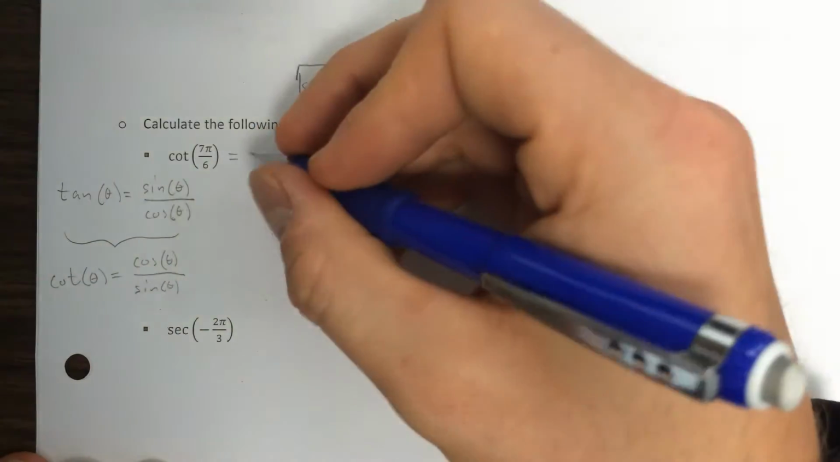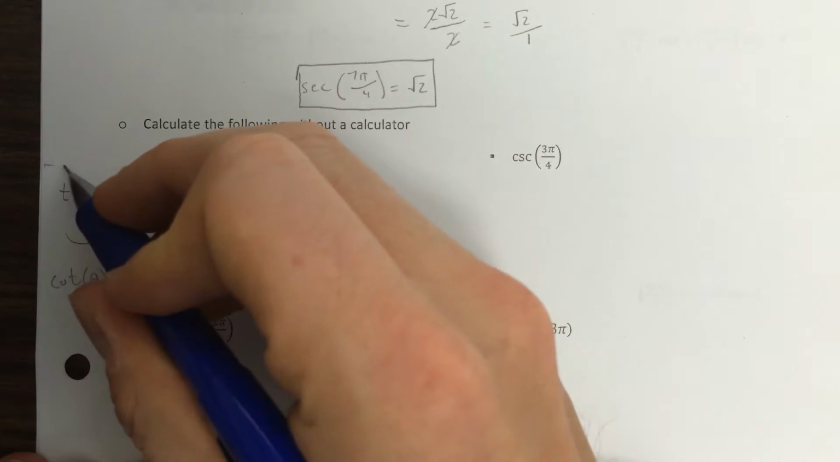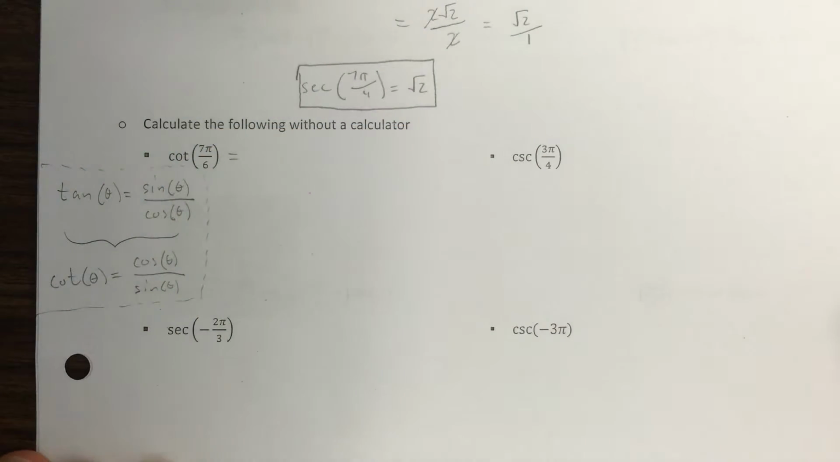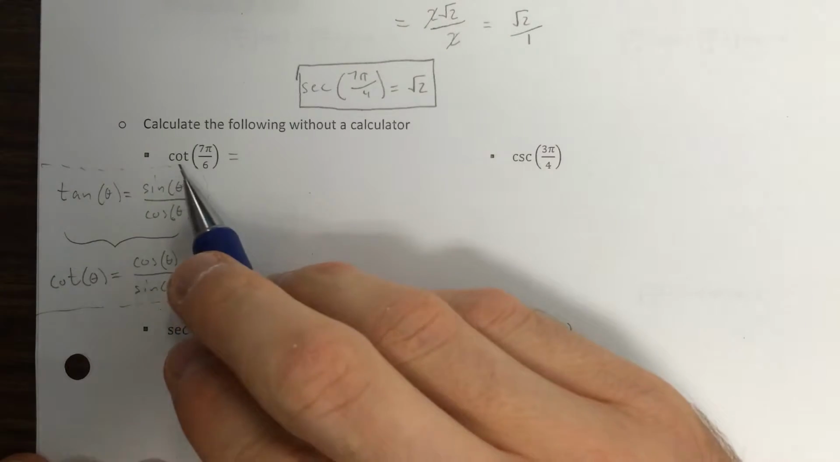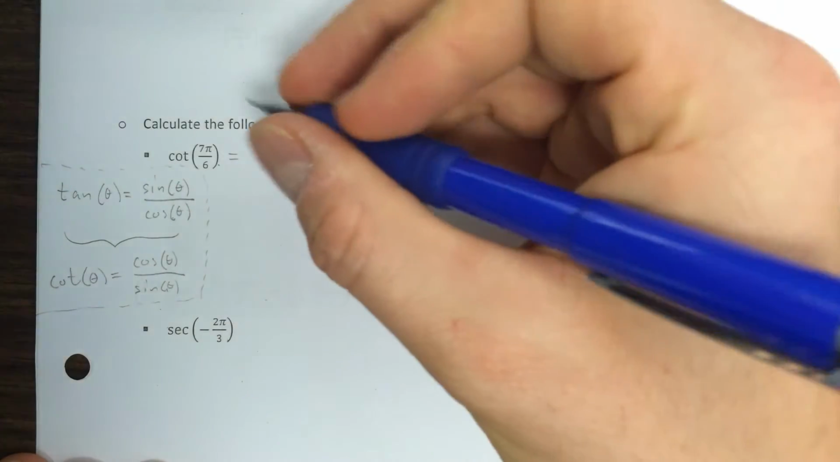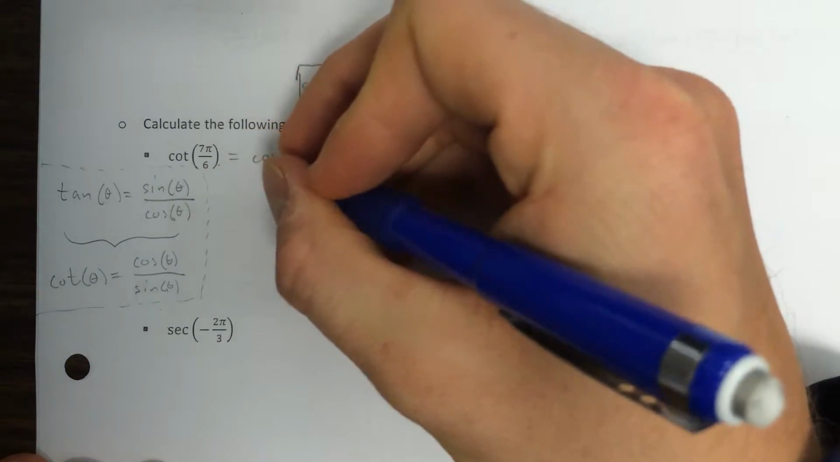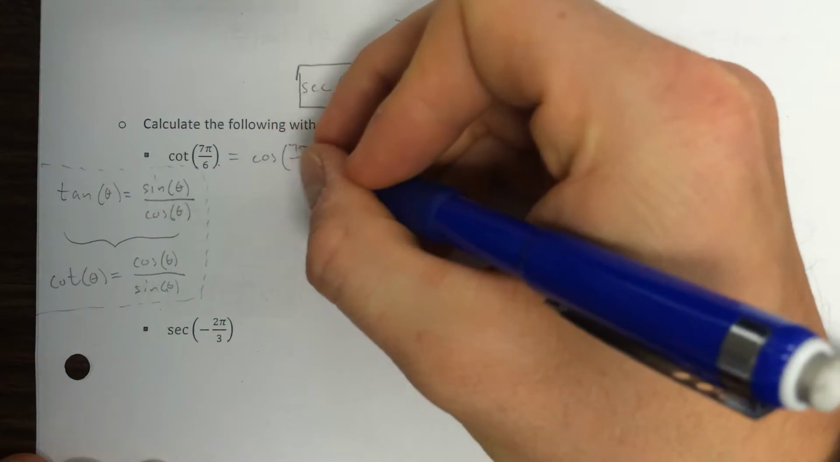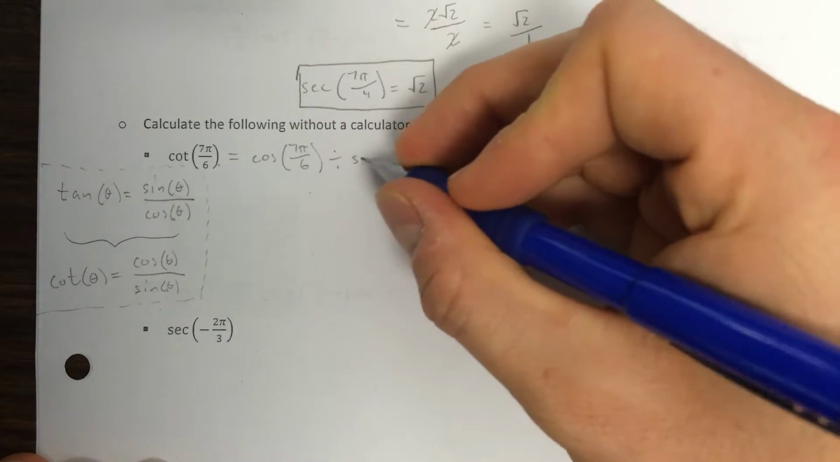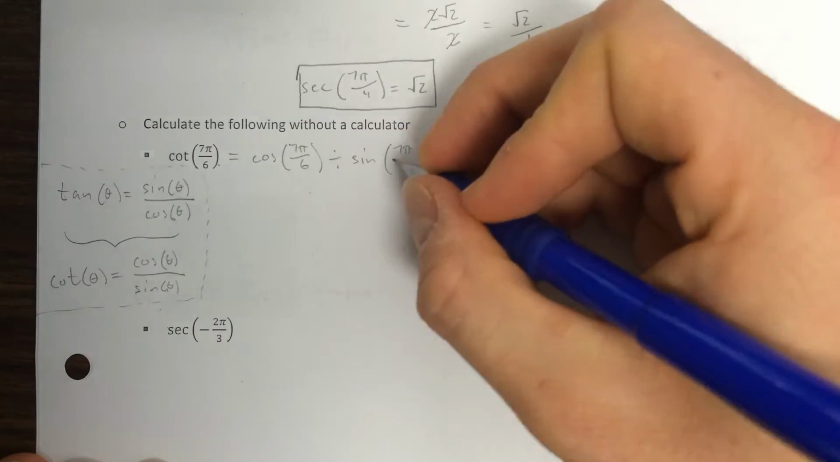So let's take a look. I'm going to box this in over here so we don't work at that. So we're looking at cotangent of 7 pi over 6. We can do cosine over sine. So we could say cosine of 7 pi over 6. We know that over means that we're dividing. Divided by sine of 7 pi over 6.